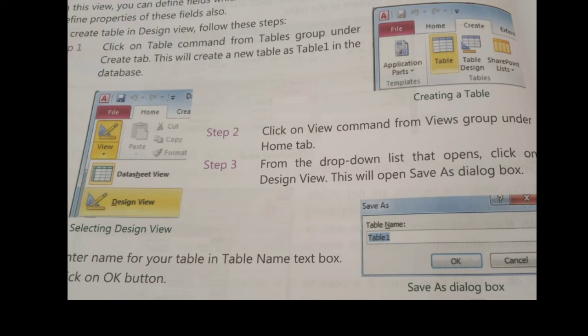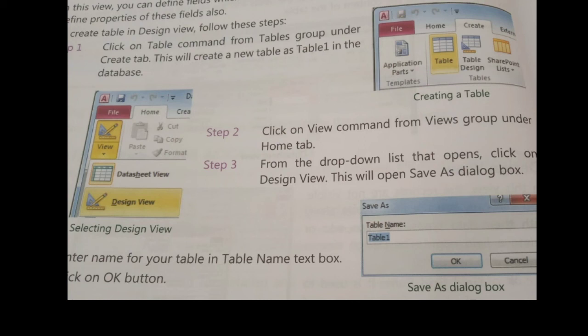Next one, creating a table. Now we talk about how a table is created. A table can be created in three ways. First one is creating a table in design view, creating a table in datasheet view, creating a table by using templates.